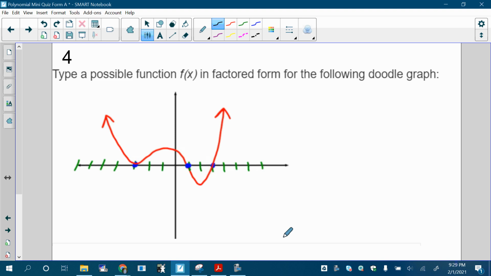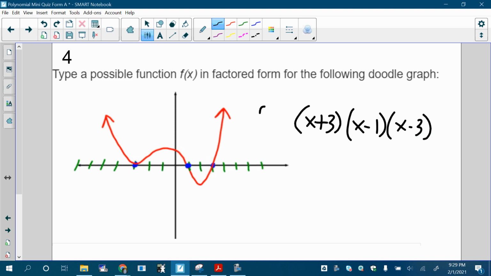Okay. Fourth question here says, type a possible function f of x in factored form for the following doodle graph. When you think about trying to determine the factors, you should be looking at the x-intercepts. I have an x-intercept of negative 3, 1, and 3. So since I have an x-intercept of negative 3, I need to put x plus 3 as a factor. Since I have an x-intercept of 1, I need x minus 1 as a factor. Since I have an x-intercept of 3, I need x minus 3 as a factor.